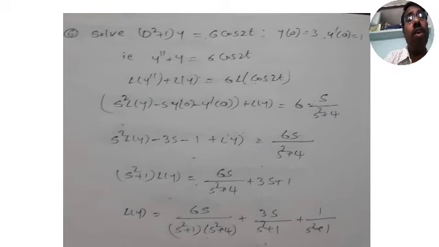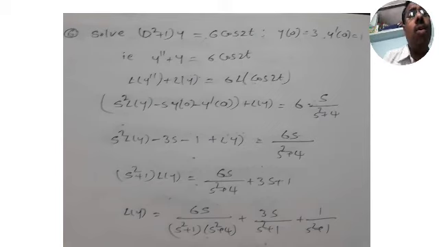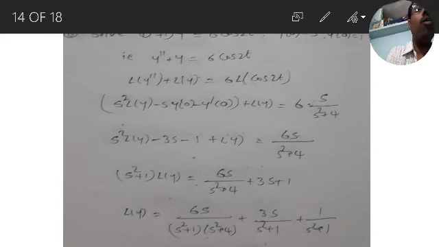Solve (D square plus 1) of y is equal to 6 cos 2t, y of 0 is equal to 3, y dash of 0 is equal to 1. D square of y means y double dash. Second derivative of y means y double dash. 1 into y means y. So y double dash plus y is equal to 6 into cos 2t. This is the problem, a non-homogeneous problem.